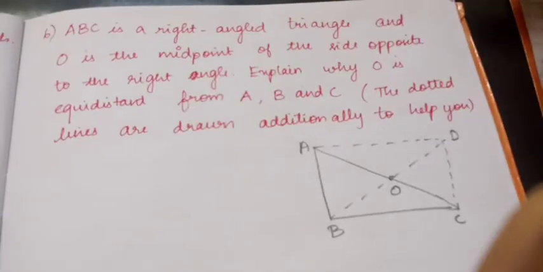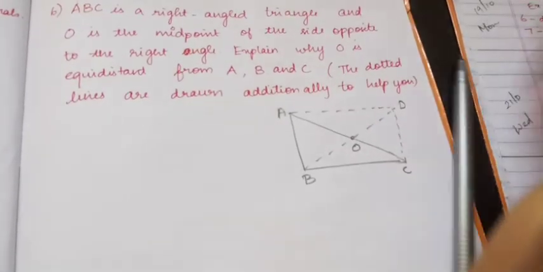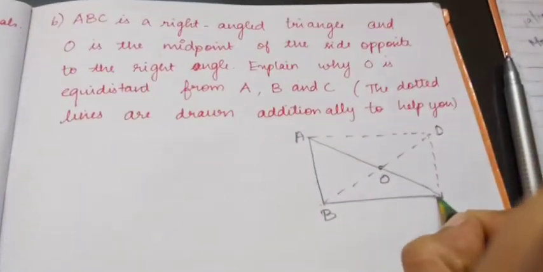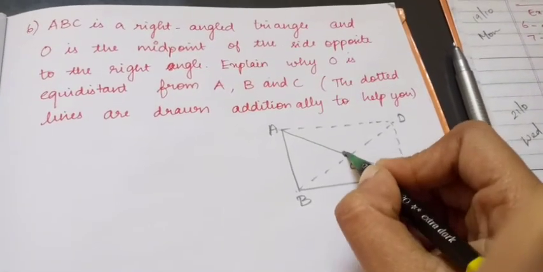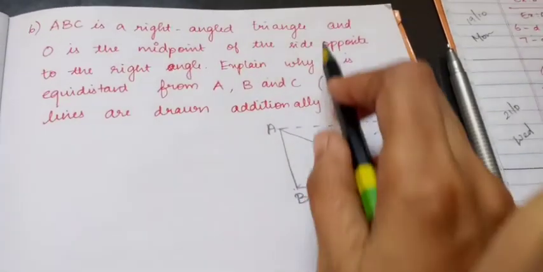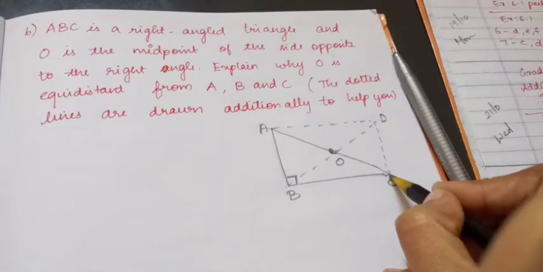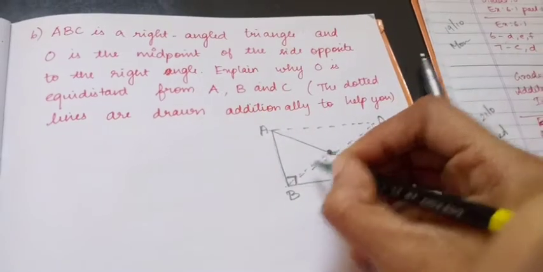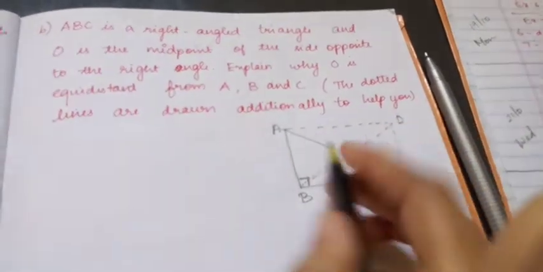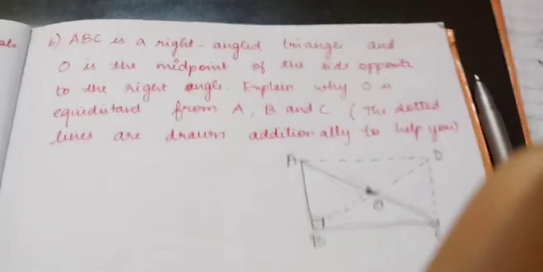Understood? Next is your sixth problem. ABC is a right angle triangle and O is the midpoint of the side opposite to the right angle. This is your right angle, children, because this is your right angled triangle, and O is the midpoint, and this midpoint is from this 90 degree. Midpoint means what? This length and this length will be equal. Midpoint means it will divide into two equal parts.